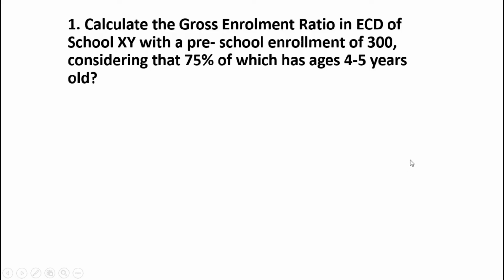Calculate the gross enrollment ratio in early childhood development of school XY with a preschool enrollment of 300, considering that 75% of which has ages 4 to 5 years old. Timer starts now.